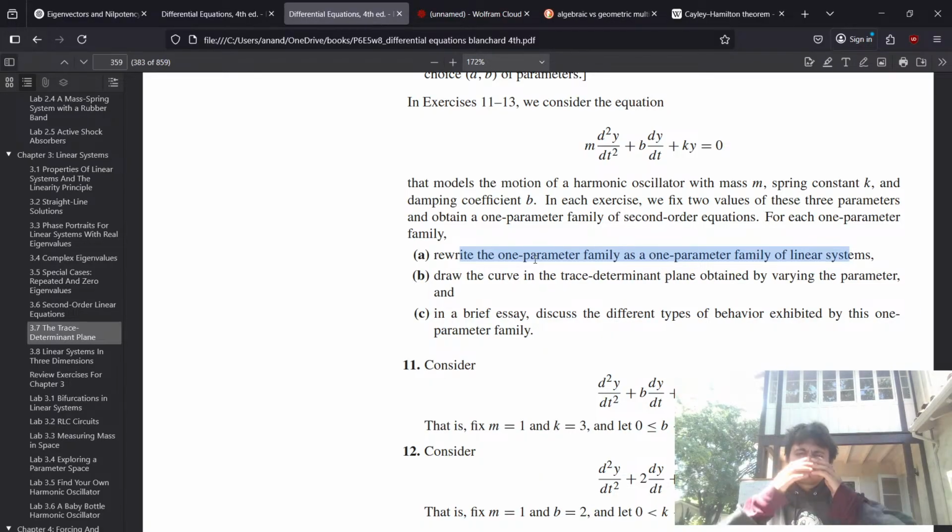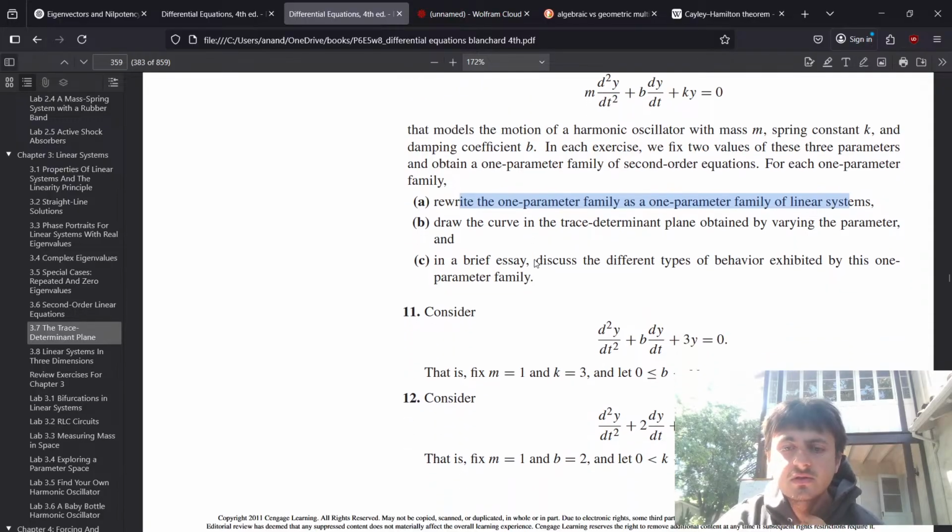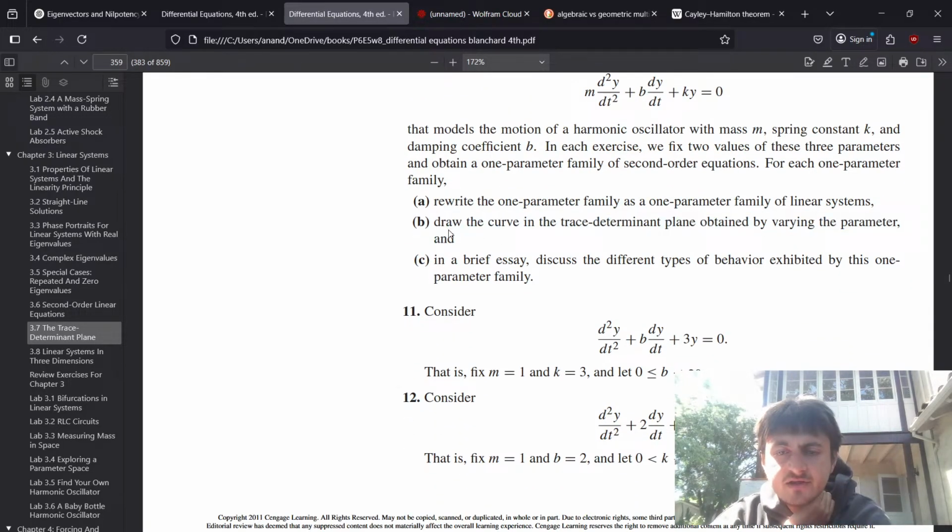Wait, what? Oh, yeah, just write it as a system. Just convert it to first order. Draw the curve in the trace-determinant plane obtained by varying the parameter, and in a brief essay, discuss the different types of behavior exhibited.